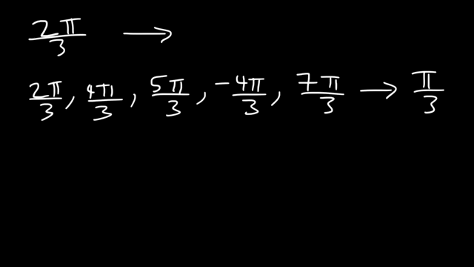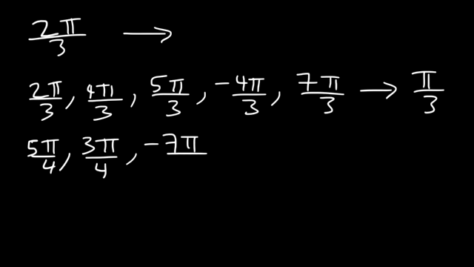Now, let's say if we have, for example, 5 pi over 4, or 3 pi over 4, or even negative 7 pi over 4, or negative 11 pi over 4. All of these, they share the same reference angle, pi over 4.